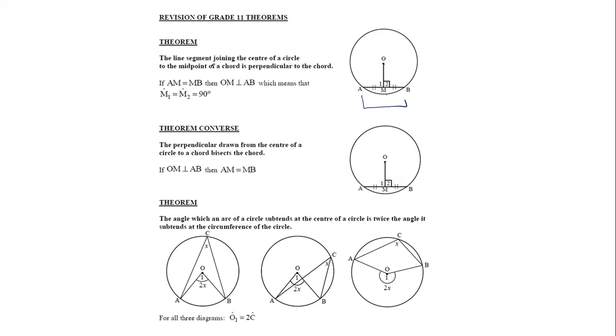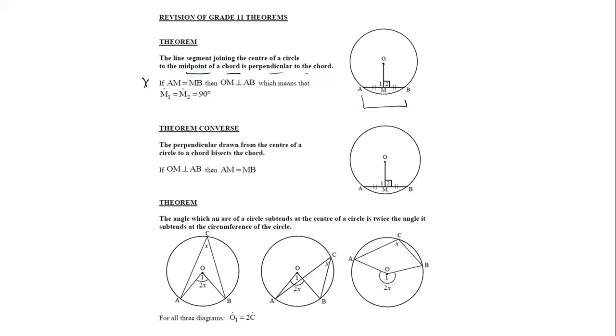Line OM touches line AB at the point M. What does that mean? It is this theorem: the line segment joining the center of a circle to the midpoint of a chord is perpendicular to the chord. So that means this line, line OM, will act perpendicular to line AB. Why? Because this line from the center touches chord AB, whereby chord AB is divided into 2 equal sections. I'll try to show you what I mean by saying that.